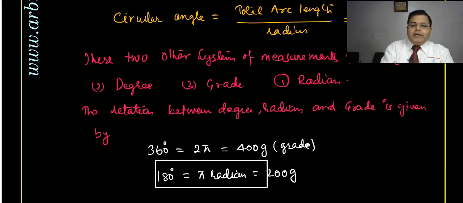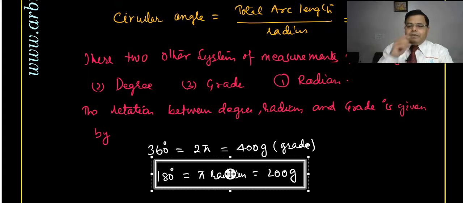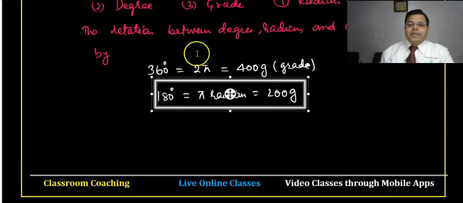Grad is outdated. There is no longer any use, but you have to understand this because it is one of the units. In the British system, they use grad. In the sexagesimal system there is degree, and in the circular system there is radian. So you should know how to interchange degree into radian.